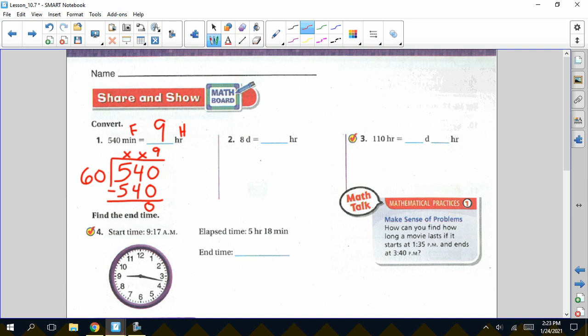Number 2, 8 days is how many hours? So we're going from days to hours. A day is longer than an hour, so this is horse to fly. So we're going to multiply. Number of hours in a day is 24, so we're going to take 24 times 8. 8 times 4 is 32. 8 times 2 is 16, plus 3 is 19. So it will be 192 hours in 8 days.